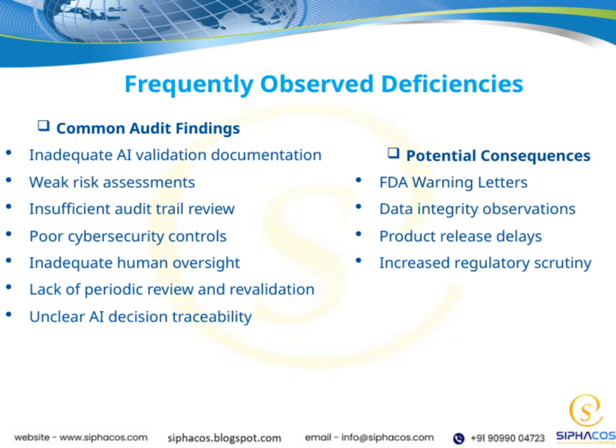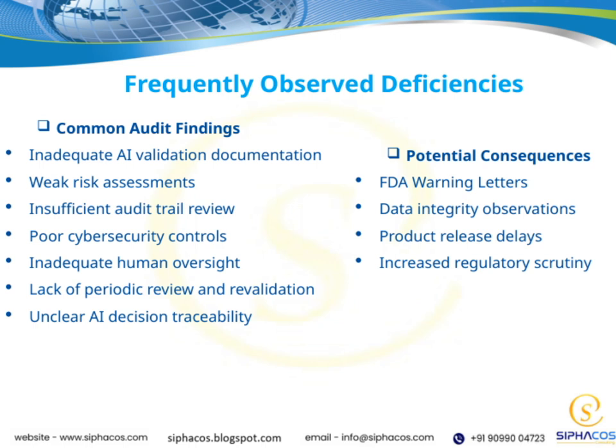Now, when we look at the frequently observed deficiencies, we see some recurring audit findings that highlight where gaps often occur. For example, inadequate AI validation documentation is a big concern because it questions whether AI systems are properly tested and verified. Weak risk assessments can leave companies unprepared for potential issues, and insufficient audit trail review makes it harder to trace decisions or actions taken during development.